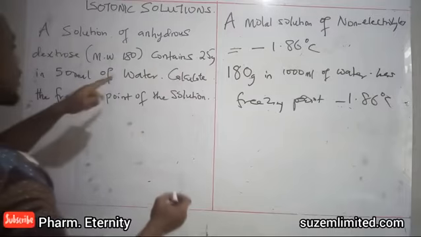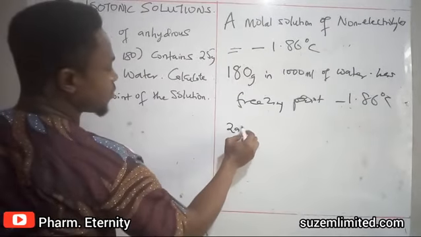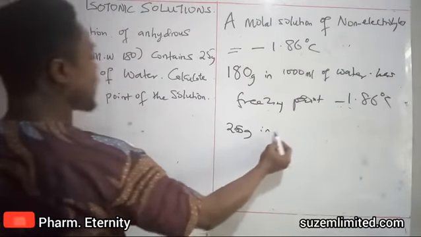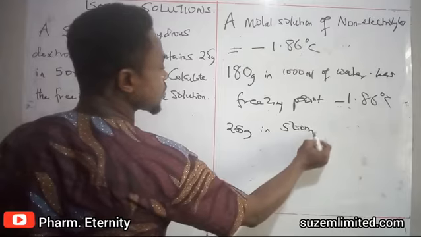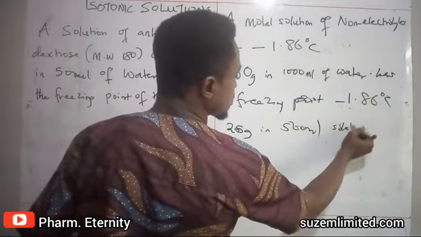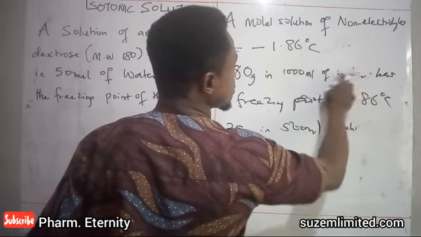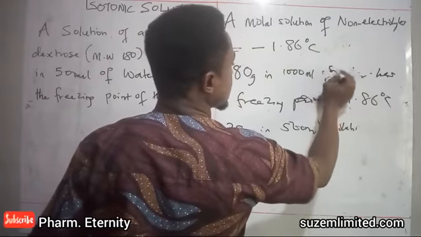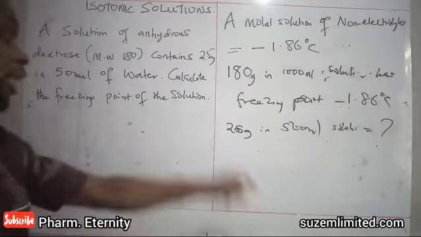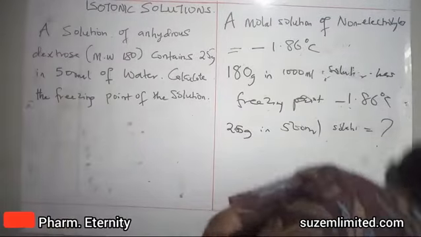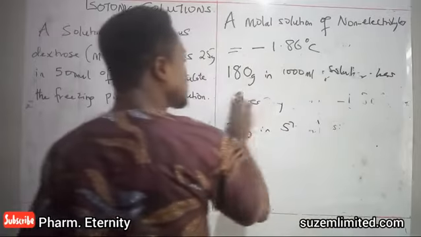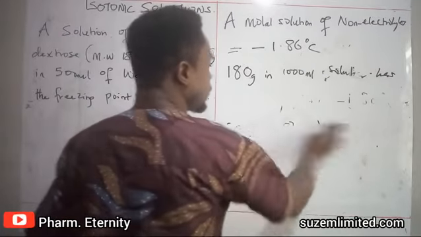What will 25 gram of this dextrose in 500 ml solution, what freezing point will it give us? So let us set a proportion with this and get what we are looking for.